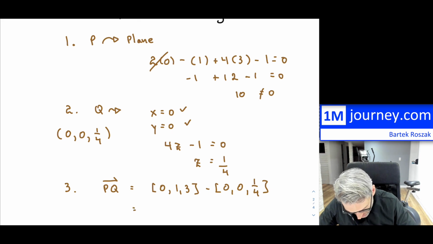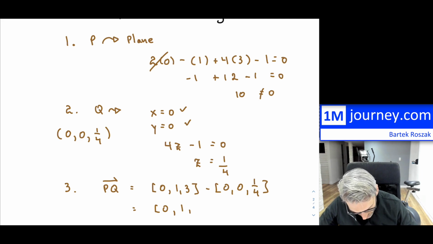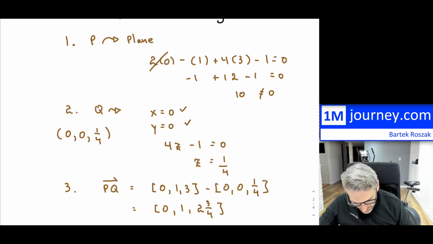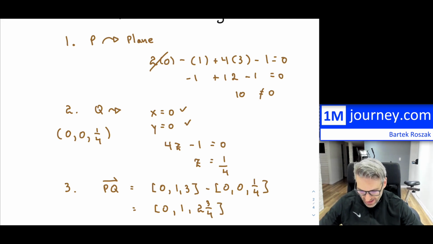So in this case, this is going to be just 0. It's going to be 1 minus, so that's 1. And then 3 minus a quarter. So I guess this is going to be 2 and 3/4. So that's what I have as my vector.